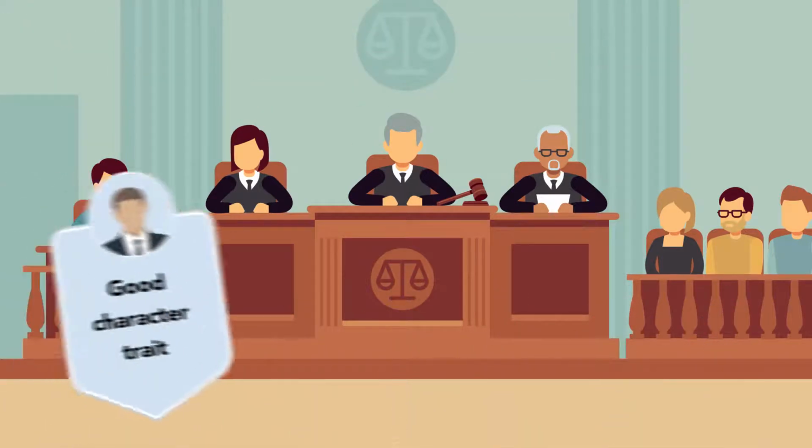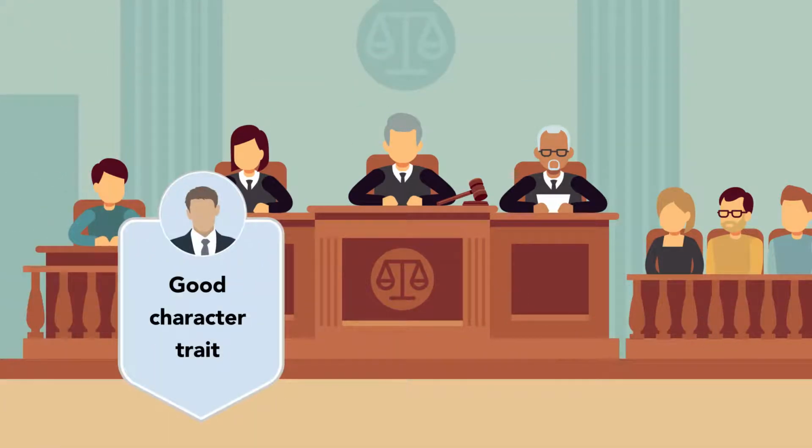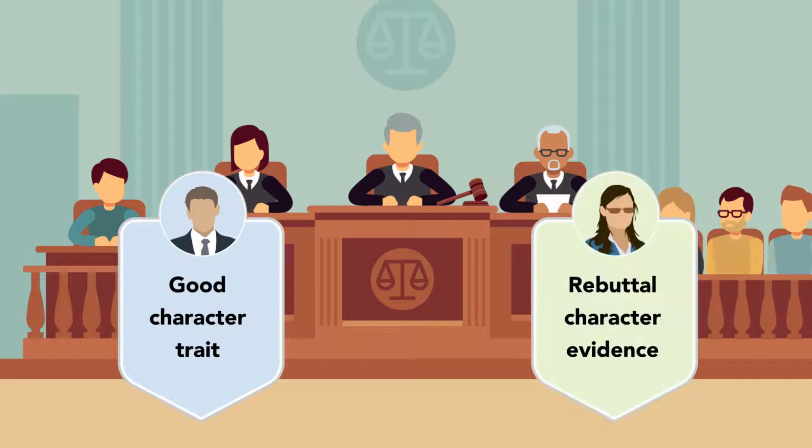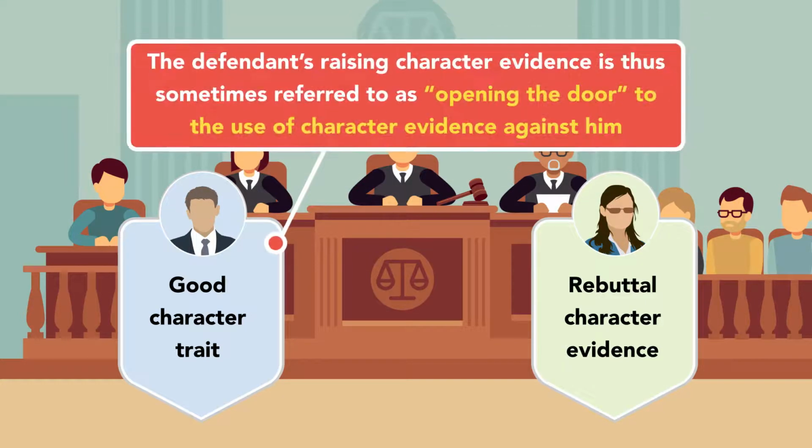Once the defendant introduces evidence of a good character trait, the government may introduce pertinent character evidence to rebut the defendant's character evidence. The defendant's raising character evidence is thus sometimes referred to as opening the door to the use of character evidence against him.